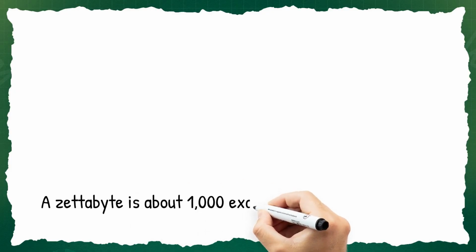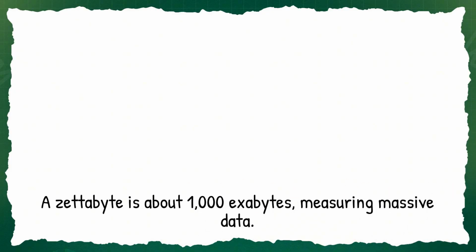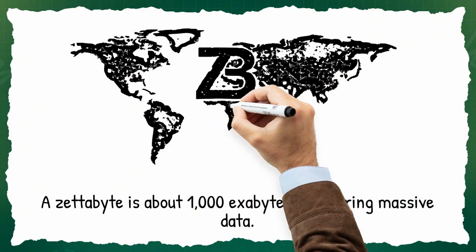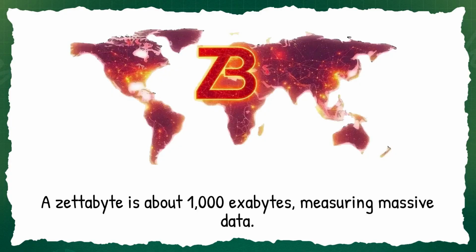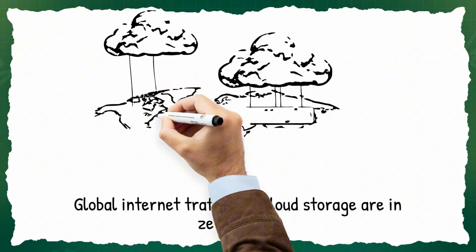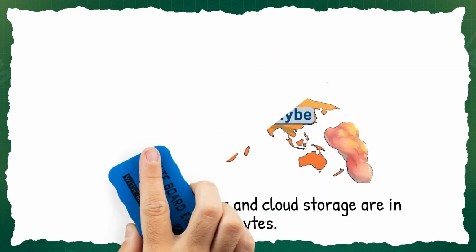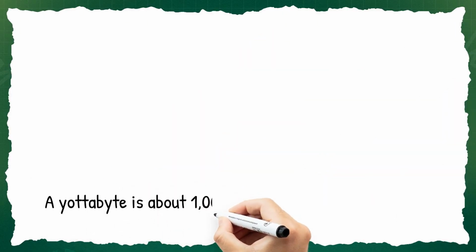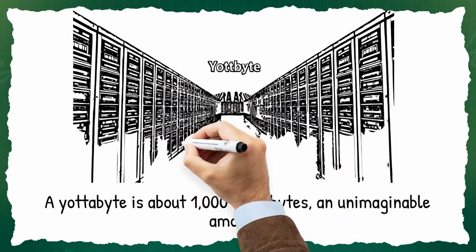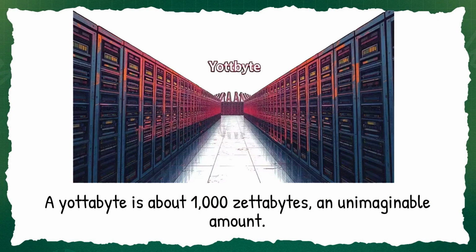Zettabyte, ZB. A zettabyte equals about 1,000 exabytes. This unit is used to describe massive amounts of data across the entire world. Global internet traffic and cloud storage systems are often measured in zettabytes. Yottabyte, YB. A yottabyte equals about 1,000 zettabytes. This is one of the largest standard units of digital storage. It represents an almost unimaginable amount of data, far beyond what most current systems can handle.